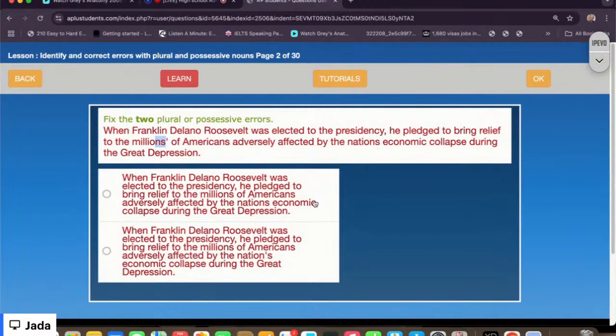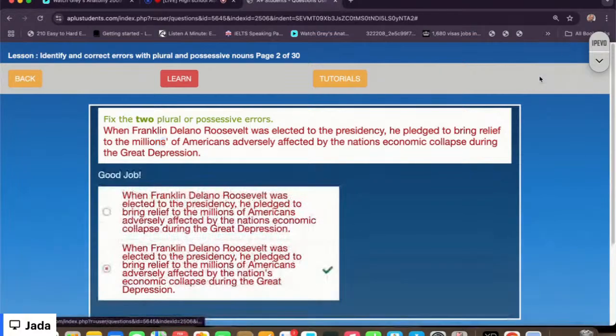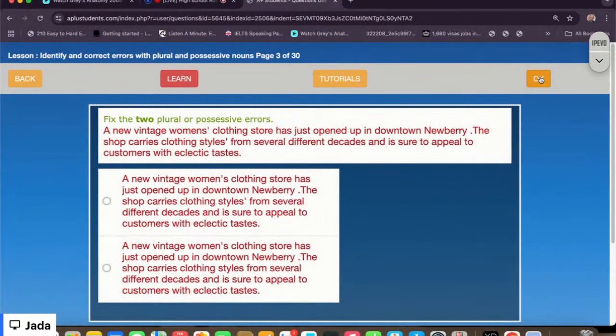We have, so we can have a look at this. All right, so nations, you have to make nations a singular possessive. Okay? So fix the two plural or possessive errors here. A new vintage women's clothing store has just opened up in downtown Newberry. The shop carries clothing styles from several different decades and is sure to appeal to the customers with electric taste.